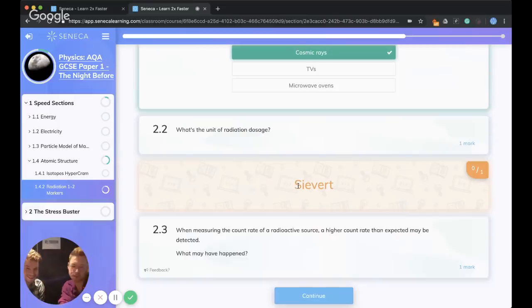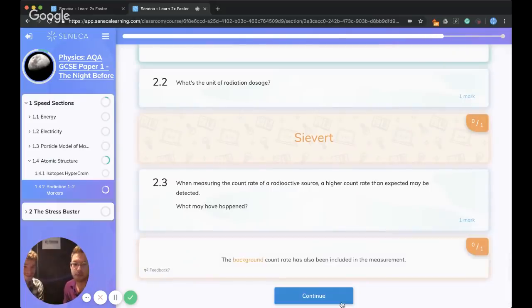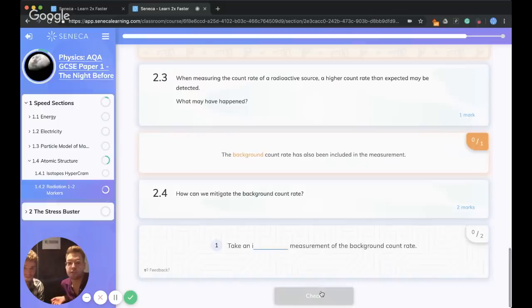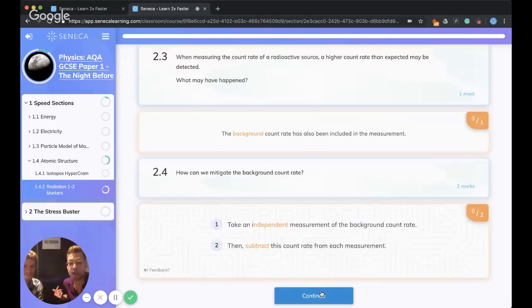Okay, so when measuring the count rate of a radioactive source, a higher count rate may be detected. So what could have happened? Well, the background count can also be included in the measurement. So when you measure the radiation of something, you've always got to take into account that background radiation because it's always there. We've got our cosmic rays, our nuclear weapons. So we take an independent measurement of the background count rate, and then we subtract that count from each measurement.